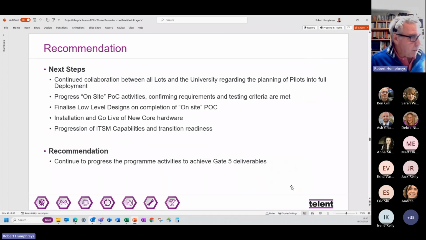And then finally you get to the recommendation, which is all about where are we, what are the next steps? And as you can see, clearly this is an interim report. The recommendation is not that we go through gate 5, but that we continue to progress the program activity so we can get to those gate 5 deliverables within the expected timeline.